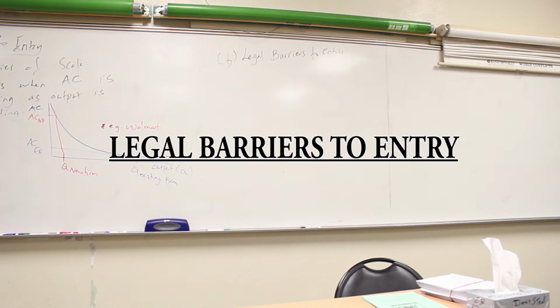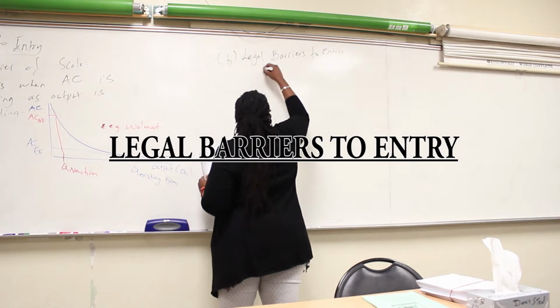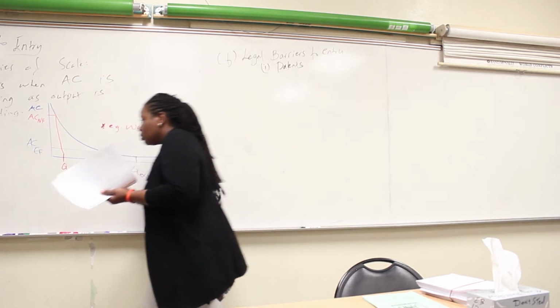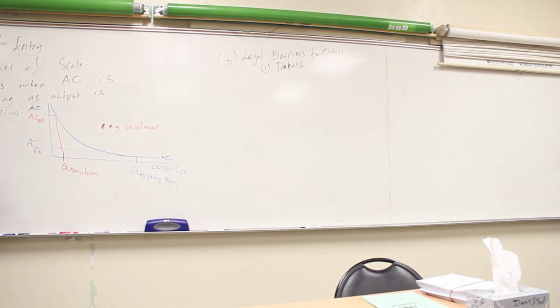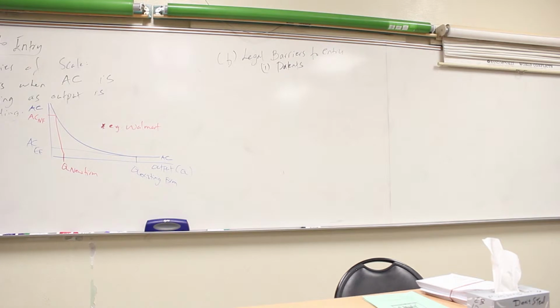Yeah? Now another way to effectively block entry, legal barriers to entry. And one way, so under the legal barriers to entry, we have this one, the patents. And that's what you were talking about earlier. You guys know what a patent is? Yeah? What's a patent?